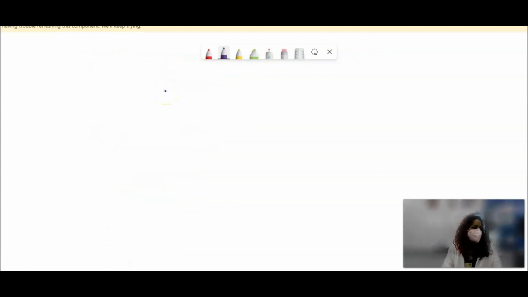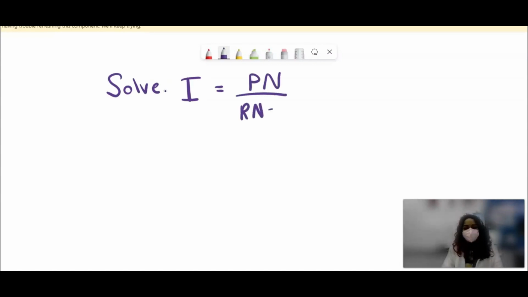All right, let's try solve I equals Pn over Rn plus A for n. Now, what do you guys notice? I have a question. Yes? Is Rn a variable together or is R multiplied by n? It's R times n. Okay. What do you guys notice for this problem? There are two n's, right? So I'm going to highlight my two n's because I need to worry about both of those.